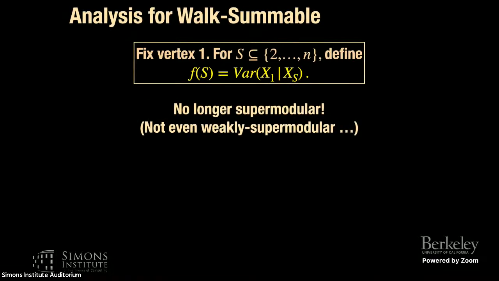And the issue, though, is that when we go to a slightly more general case of walk-summable models, this function is no longer supermodular. Or there are various weakenings of supermodularity under which we do know greedy algorithms do work, but none of those conditions hold. So why does greedy still work for walk-summable models, even if you don't have supermodularity here?